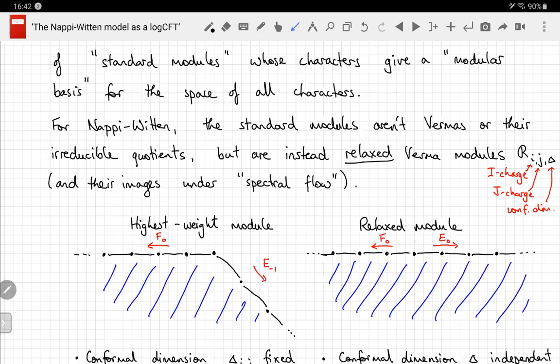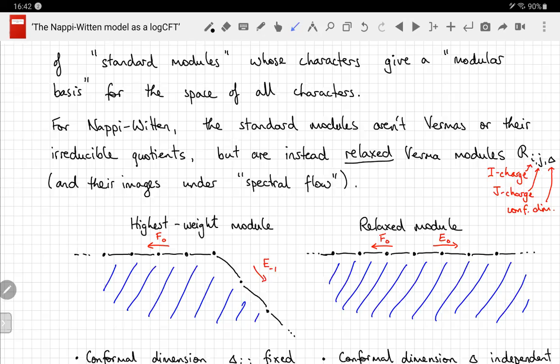We still have annihilation by positive modes like E1, J3 and F5. They still annihilate, but E0 is now a creation operator in some sense. Right, so that's a relaxed module. And you might think, well, that's a rather stupid thing to do, David. Why do you do that? Well, as I say, we have realized in many, many other examples that these things are absolutely essential.